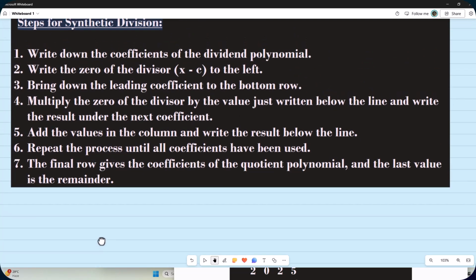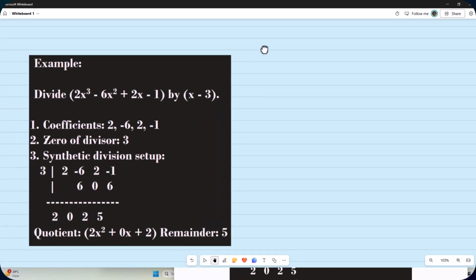So, initially we will do it for a first degree polynomial. Let's see with this example what is going to happen. We are about to divide 2x cubed minus 6x squared plus 2x minus 1 by x minus 3. What are the coefficients here? x cubed, the leading term, has coefficient 2. This one minus 6, this one 2, this is minus 1. We have written them in a row. And the 0 of this divisor is x equal to 3, which we have written on the left side.